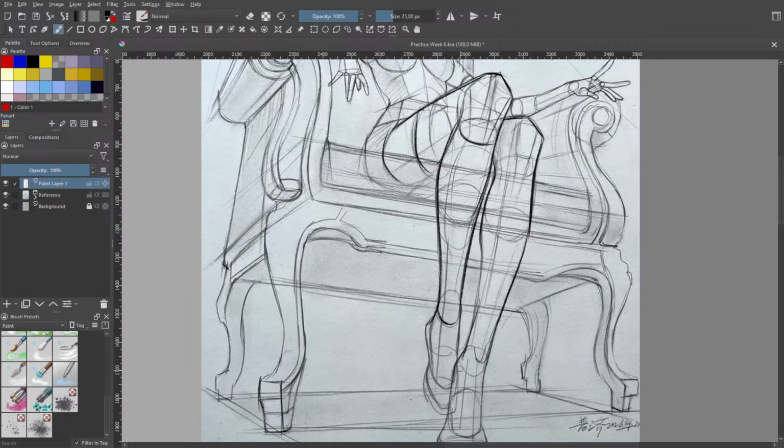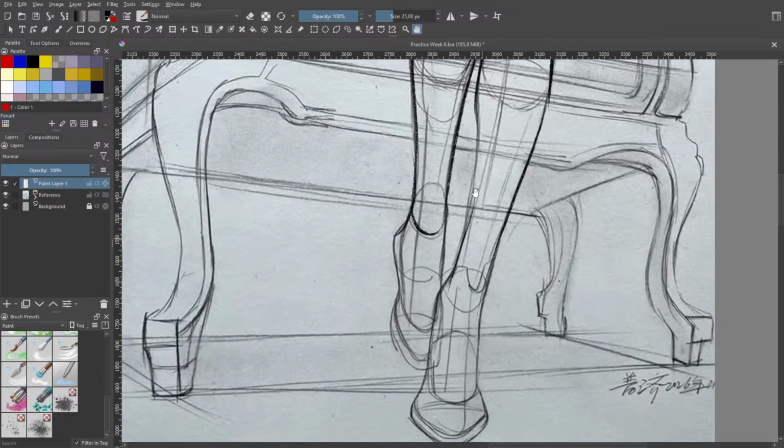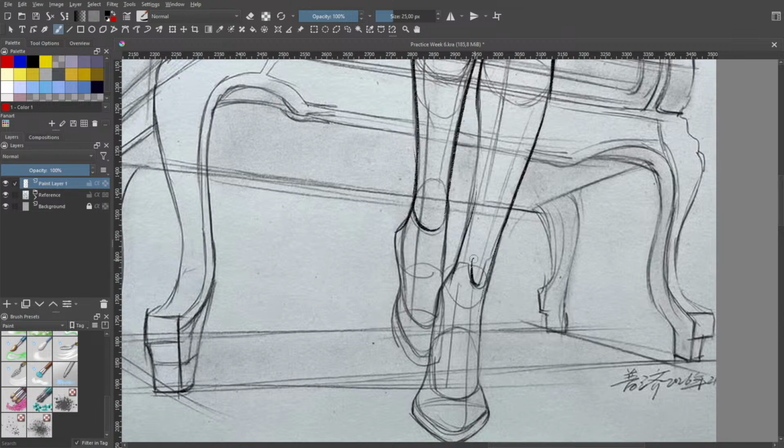Yes, I like this a lot. Why did you do this? What is this line? Why do you do this line? I don't understand this line. What is this? Why this? It doesn't fit, because you can clearly see the foot is coming towards us directly. You know? So what is this line?